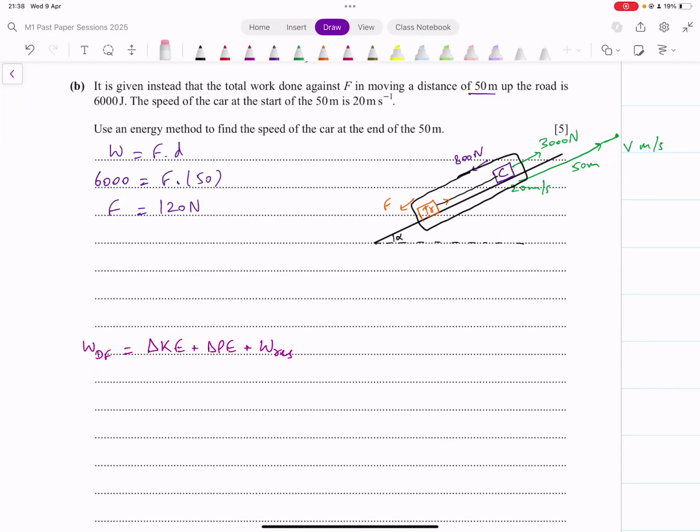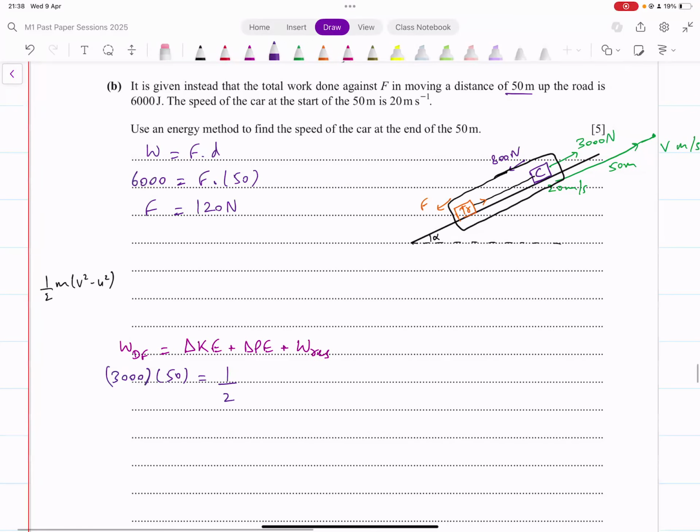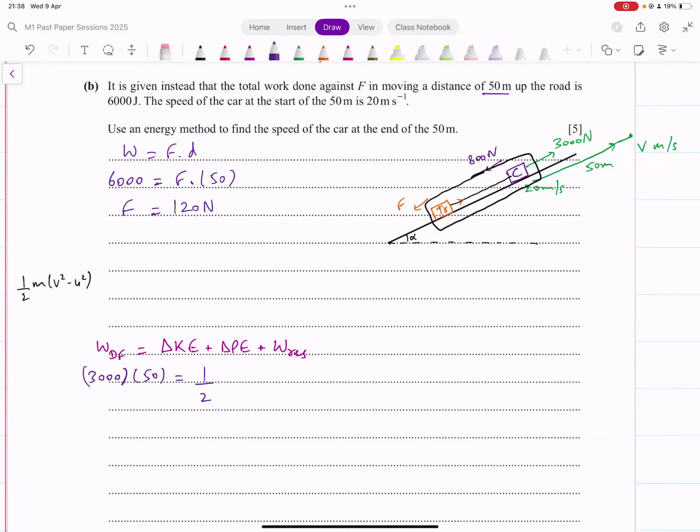What's the work done by the driving force going to be? Multiply the force by the distance traveled. That's 50 meters. So 3000 times 50. That's the work done by the driving force. What about the change in kinetic energy? Change in kinetic energy is given by half times m times v squared minus u squared. What's the mass? Total mass of the system.